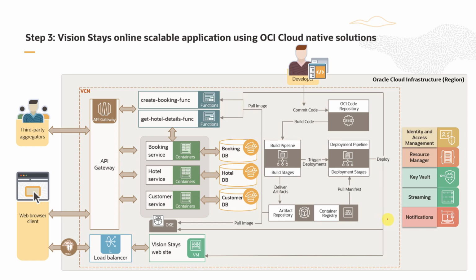Additionally, the booking service can utilize OCI's notification and streaming service to send email notifications to the hotel administration team for new bookings and store messages for downstream analysis. To safeguard sensitive credentials such as database passwords, we can leverage OCI Vault service for secure storage.